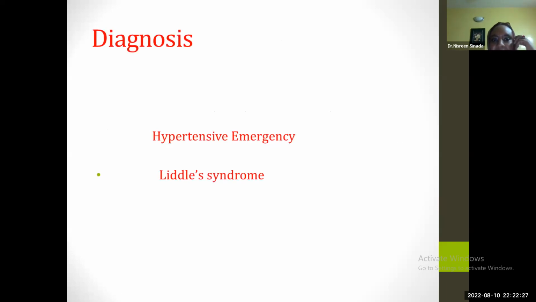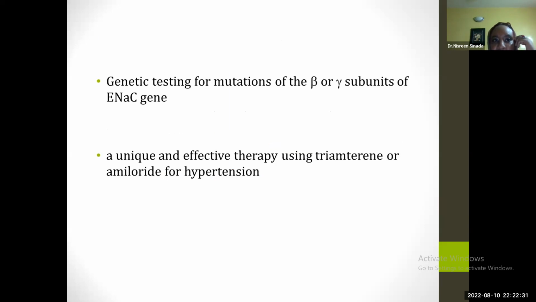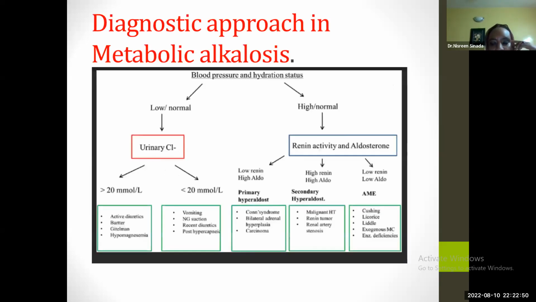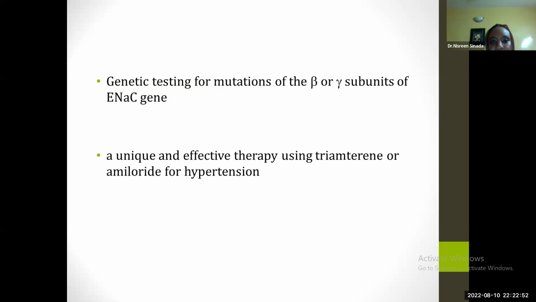So it is hypertensive emergency and it is Liddle syndrome. We confirm Liddle syndrome by doing genetic tests for mutation of the beta and gamma subunit of the ENaC gene. The effective therapy is triamterene and amiloride for hypertension. When you use this, the blood pressure will improve nicely. But unfortunately, we didn't have it, because we just motivated for this treatment.